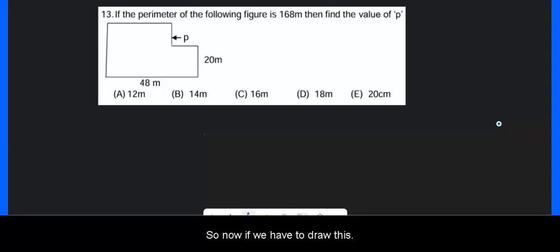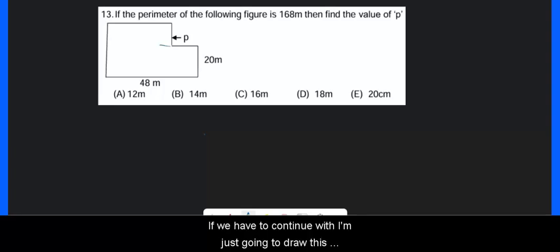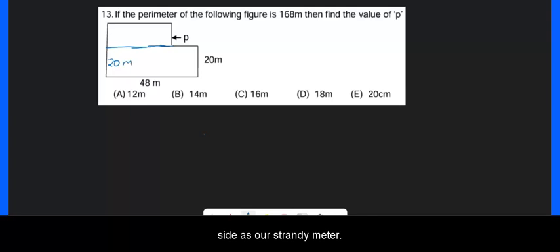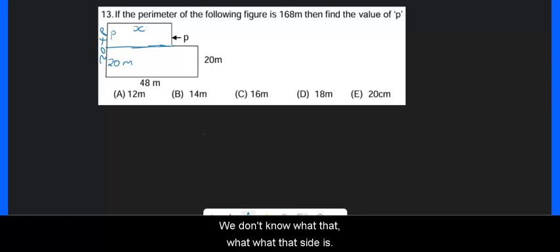Now if we have to draw this, let me use a blue color. If we have to continue, I'm just going to draw this quickly, straight that side, which means we have this side as our 20 meters, and then this side is our P. So that gives us 20 plus P. Gives us 20 plus P for that side. Okay, now we don't know this side. Let's call this side X. We don't know what that side is.